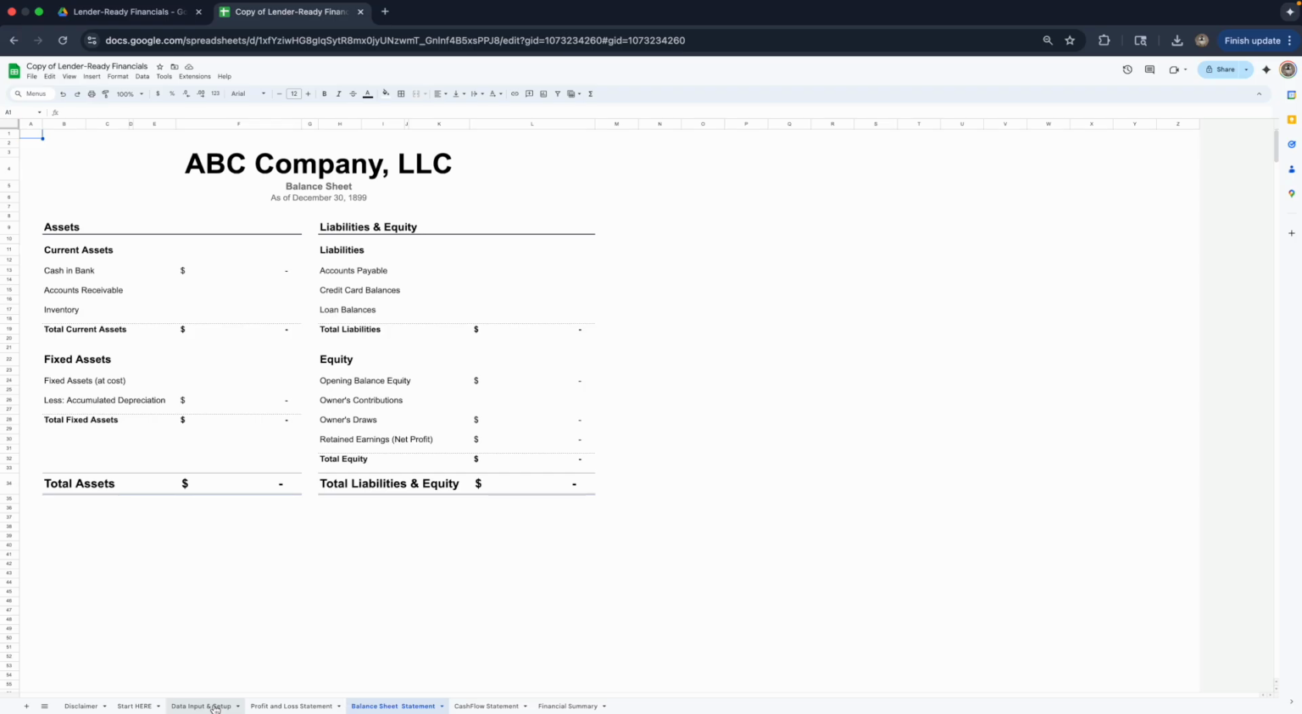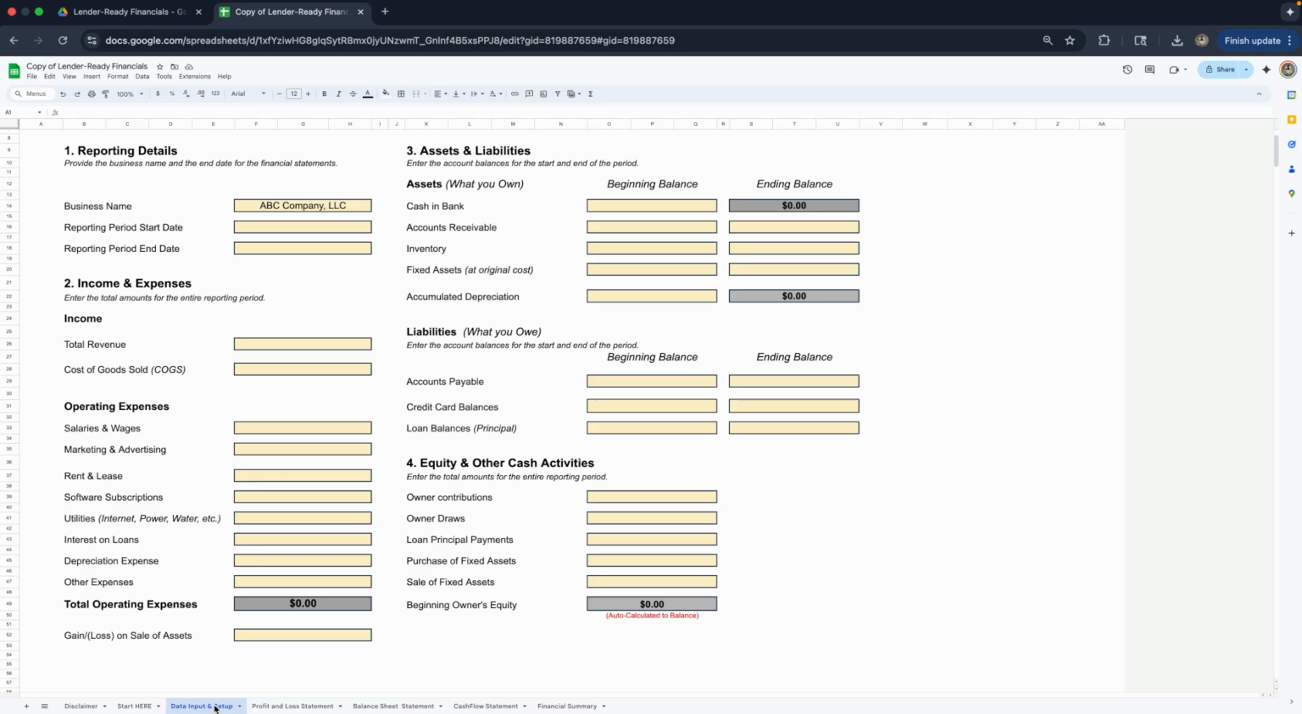It's very intuitive. First, let me walk through all the tabs, and after that we'll do a sample so you can see how just inputting the data will automatically create the three core financial statements and the financial summary. Then we can see how all these financials tie together.